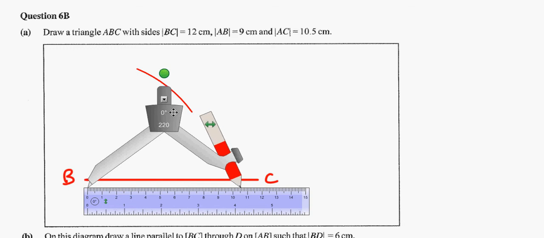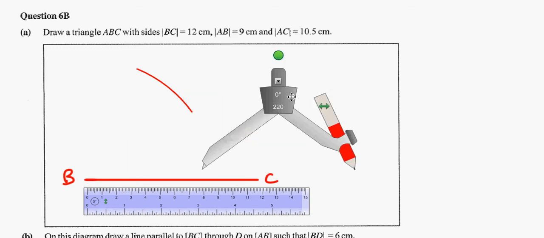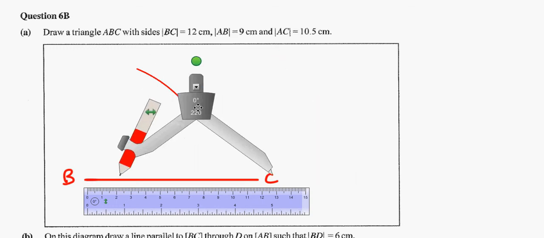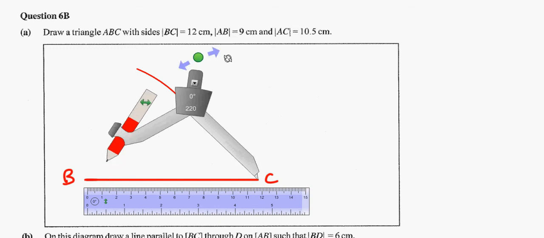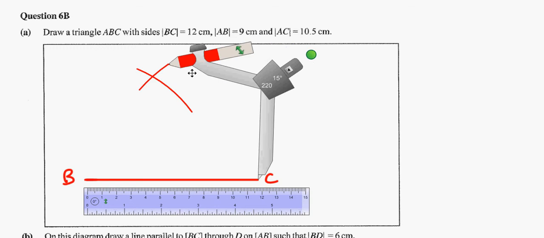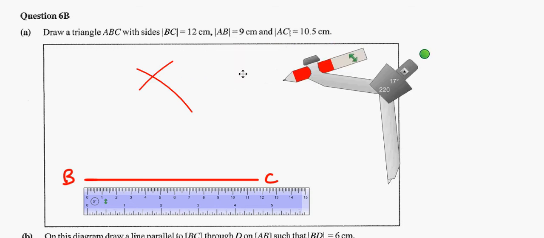As accurate as you can get it. Okay, so 10.5, that's pretty accurate. Then we're going to swivel it around, start this at C. Then we're going to go up and see where the lines meet. And then after that, we can just draw a straight line from B to the point of intersection. We know that this is A, and we know this here is C. Okay, so this is the triangle ABC.